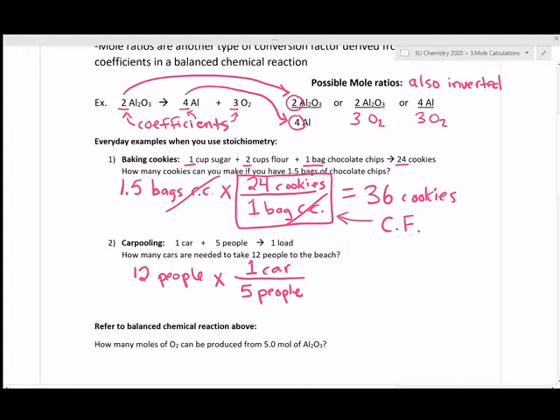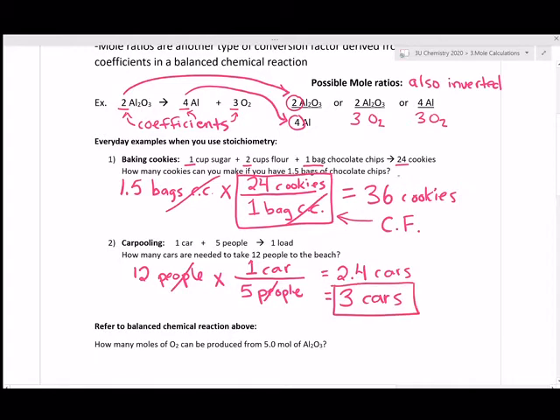So we're going to use car on the top. People is going to cancel. 12, you're going to divide by 5, which is going to give us 2.4 cars. Now, of course, we know that cars don't come in pieces, so you're going to have to round it up to a full car. So you're going to need to take 3 cars in order to get 12 people to the beach. And of course, not every car is going to be full.